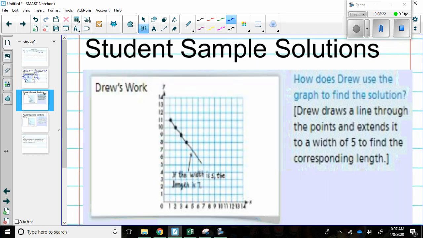This is how Drew solved the problem. It asks, how does Drew use the graph to find the solution? It looks like Drew did similar things to what we did. He plotted every point that was given to us. He started with 1, 11, 2, 10, 3, 9, 4, 8, and then he got to 5, 7. So he extended the pattern of the coordinates that they gave us.